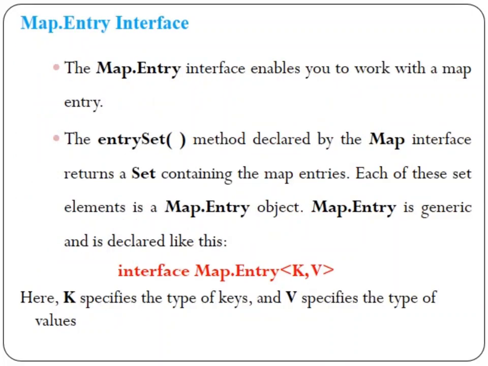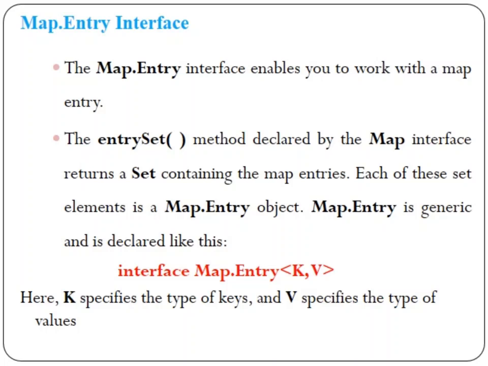So next interface is the map.entry interface. The map.entry interface enables us to work with the map entry. The entry set method declared by the map interface returns a set containing the map entries. Each of these set elements is a map.entry object. The map.entry is generic and is declared like interface map.entry K, V, where K is going to specify the type of key and V is going to specify the type of value.